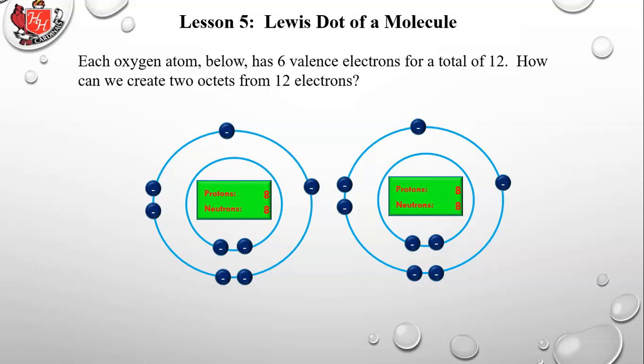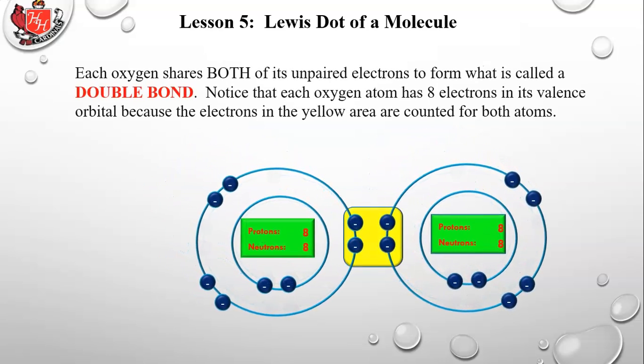So think about it. Octet means 8. 2 octets is 2 times 8, which is 16. But we only have 12 electrons. How can we form 2 octets from 12 electrons? Well, there's a little trick that nature uses to do that. It uses something called a double bond.